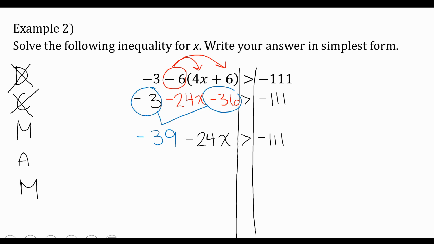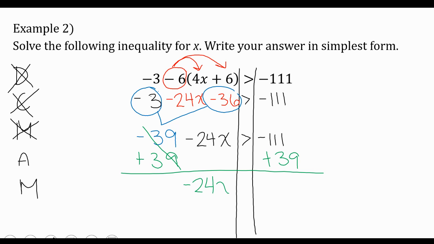Okay. Now we want to move the variable. In this case, we already have the variable on one side of the equal sign, so we're going to skip this step. Then we go to add or subtract constants. So our constant is negative, so we're going to add it to both sides to cancel it out. Remember those inverse operations, opposites. So let's add 39 to both sides. That cancels. So we're left with negative 24x is greater than. Now different signs you subtract, keep the sign of the larger number. So you're going to get negative 72 here.